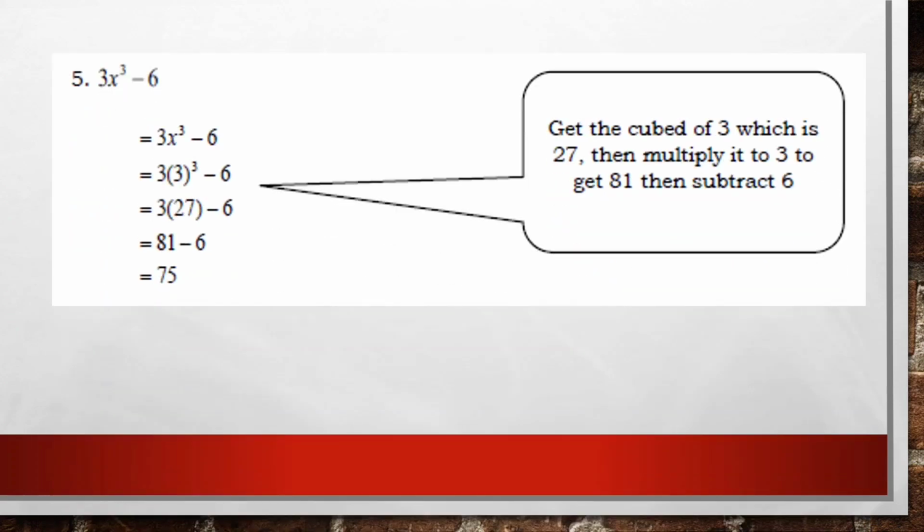For example number 5, we have 3x cubed minus 6. Get the cube of 3, which is 27, then multiply it by 3, which is the numerical coefficient, to get 81. Then subtract 6. Therefore, the answer in the given expression is 75.